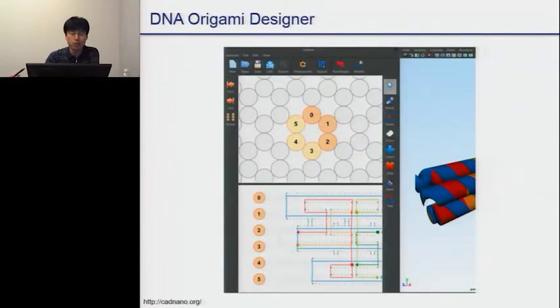And this is the program. This is free software you can download from this website. So if you are interested in designing or further exploring the possibility of DNA origami design, you can stop by this website and download the software, and then you can try, and you can make your own structures based on this basic idea of DNA origami.